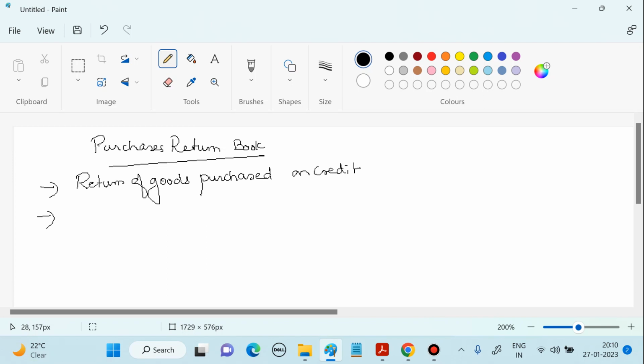Similarly, when you have purchased an asset and you are returning an asset probably for some reason, then that return also we will not record here. Why? Because the purchase of the asset which was on credit was not recorded in the purchase book. It was in journal proper. So the return of that asset purchased on credit which is being returned now also will not be recorded here. Only return of goods which were purchased on credit would be recorded in the purchase return book. Is that clear?